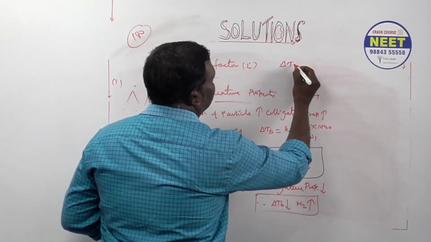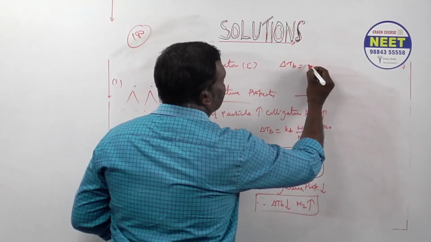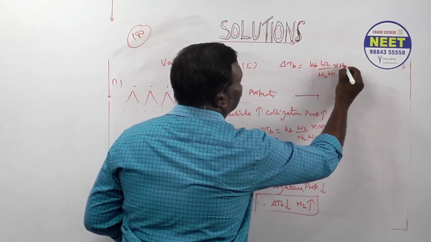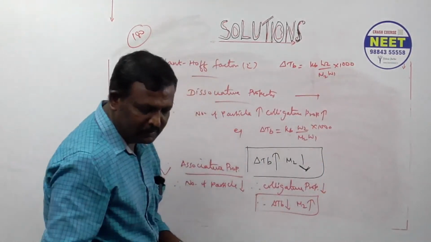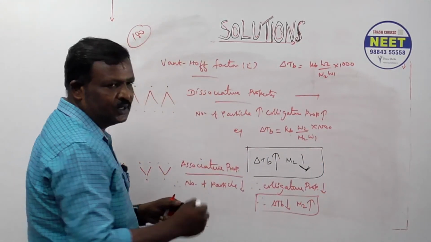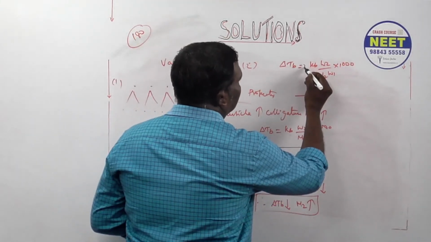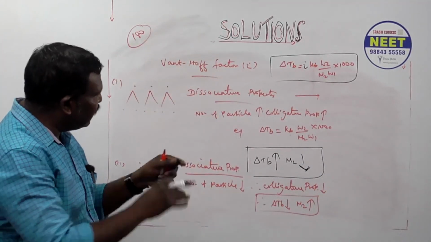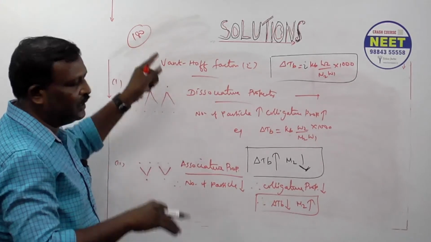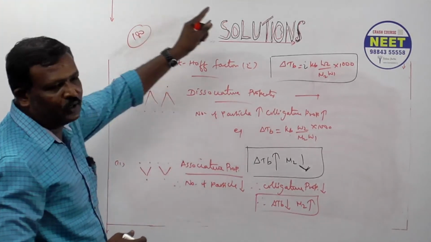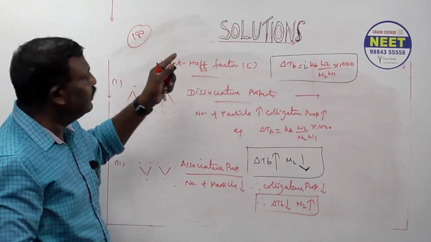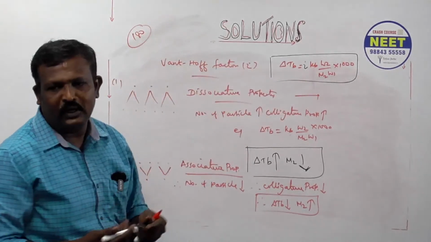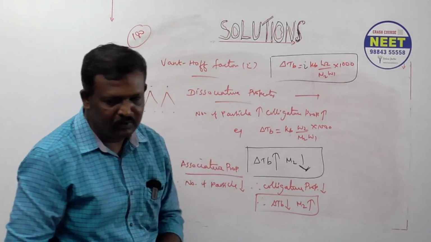Suppose, what is the formula for Del-TB? Tell me. KB into W2 by M2 into 1000. Then only they multiply by what? During dissociation or association, then only they multiply the small i value in the formula. You following? Okay. So then only we can get 180 nearby, or sometimes it will be deviated from 180. More deviation will be there. Sometimes very high value, sometimes less value. If you multiply by i, it is closer to 180. Okay, understood? Just copy this one.